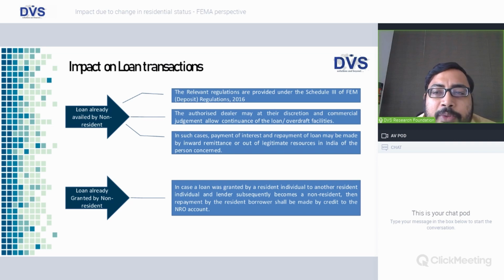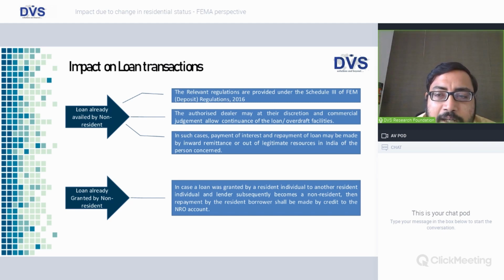So you can pay it from your earnings outside India and transfer it to the concerned loan account here, or you can arrange for making the payment from a legitimate source here. So continuing the loan is entirely at the discretion of the AD banker.